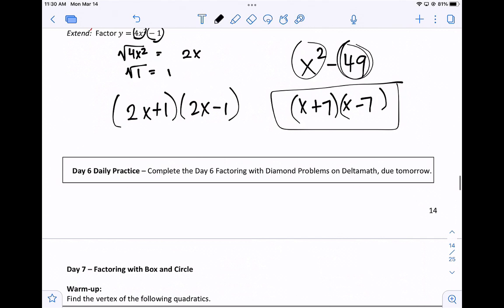Now your assignment today will be on Delta Math, and we're going to practice factoring with diamond problems and writing it in factored form. And then we'll go over a new type of factoring tomorrow in class.